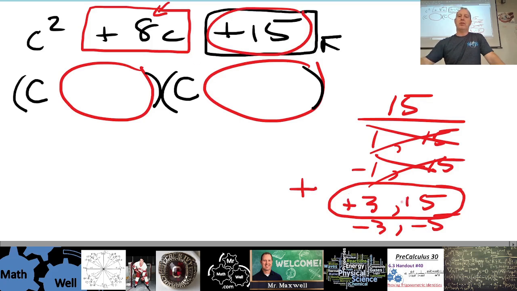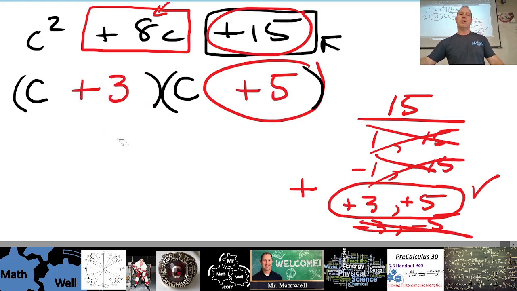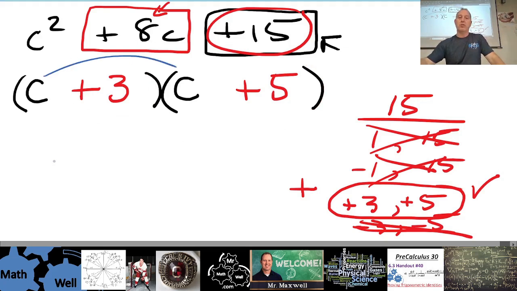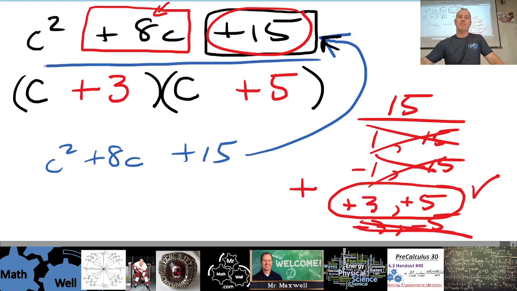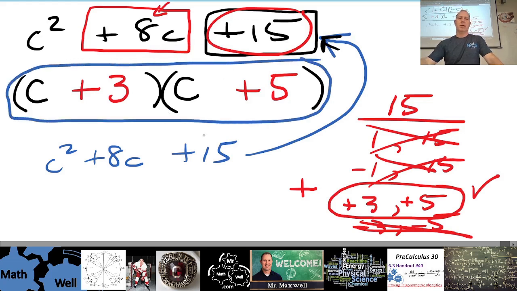Plus 3 and plus 5 add up to plus 8. So this is the magic pair. You're going to forget about the other ones. So we have plus 3 and plus 5. In either order, you could write your plus 5 first, it doesn't matter. But now, again, you do a full FOIL and see if this ends up being your original question. c squared plus 5c plus 3c is plus 8c plus 15. Yes, that matches my original question. Therefore, I have factored this correctly. The 8c came from 5c plus 3c.